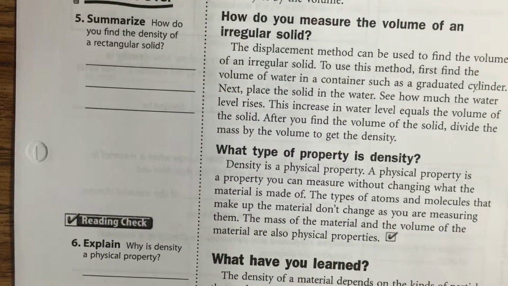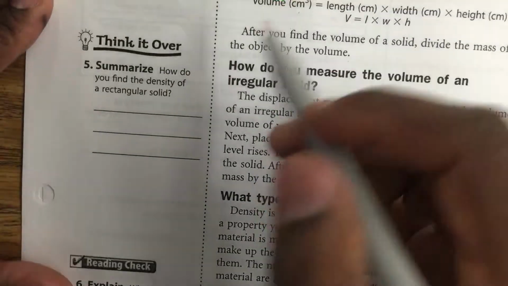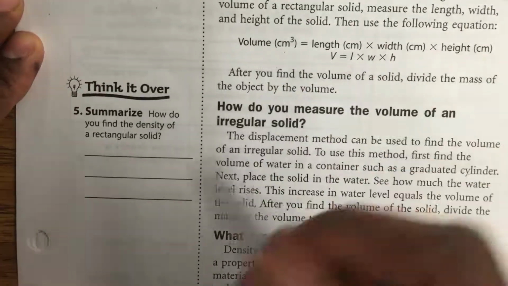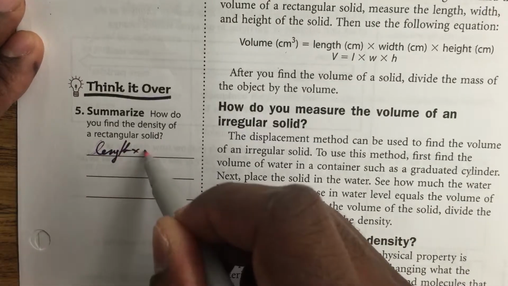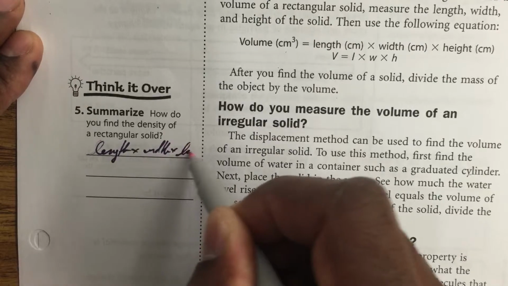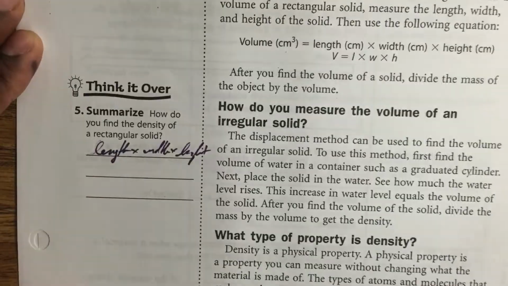Now, it says, how do you find the density of a rectangular solid? I imagine most people should know this now, and plus it says it right here, and we went over this already. You do the length times the width times the height. We've done that several times and it's right there on the paper. You should know that by now.